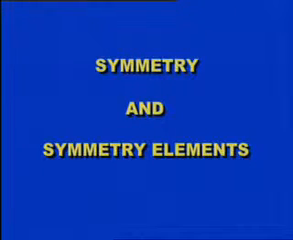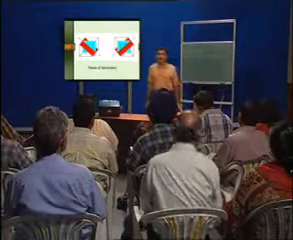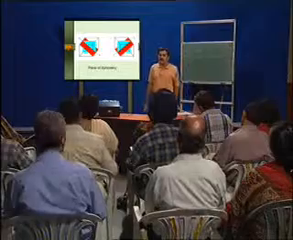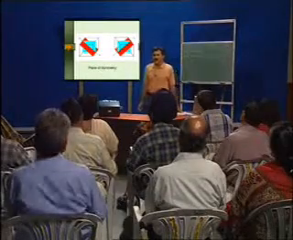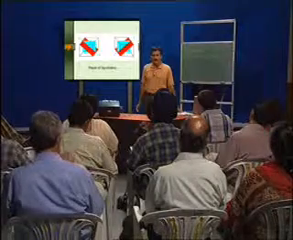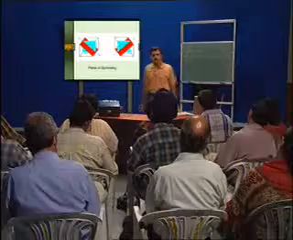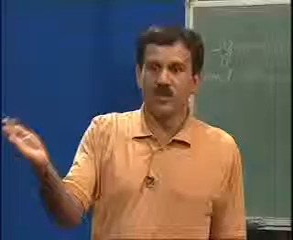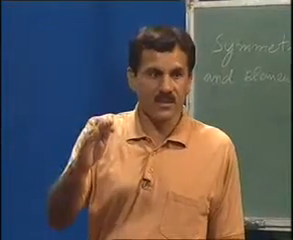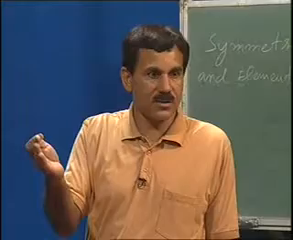The symmetry and symmetry elements. First, let us define symmetry. If 2 or more things are completely identical, they are said to be symmetrical, and this phenomenon is known as symmetry. Then we have certain mathematical entities. When we operate these entities on certain substances, they generate symmetry in the substances.